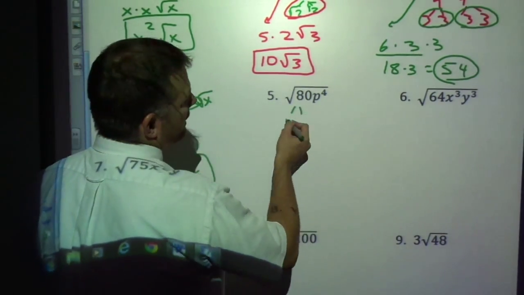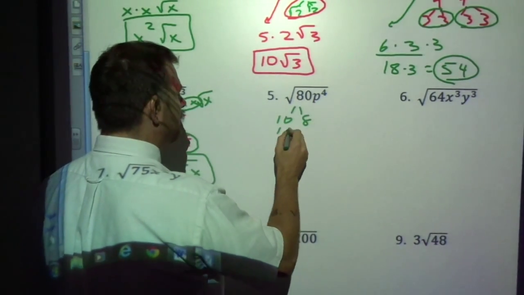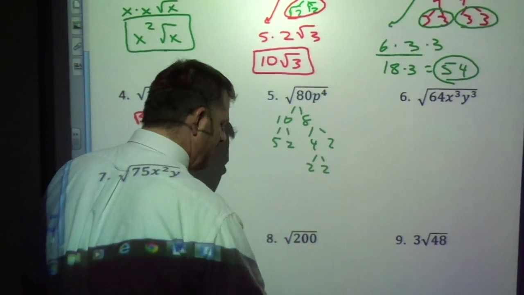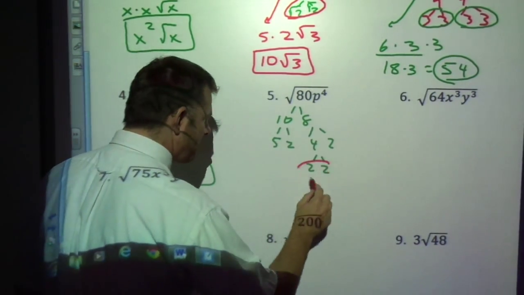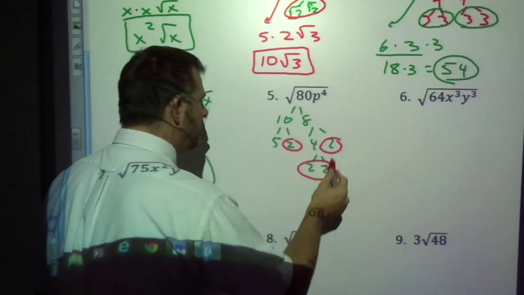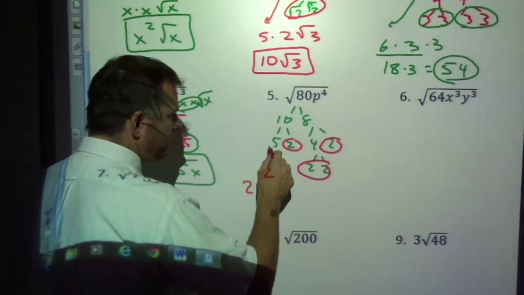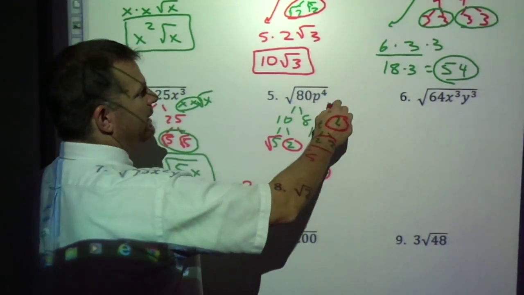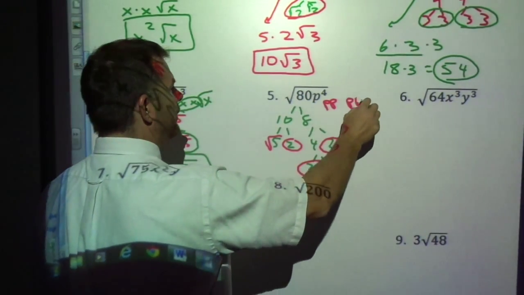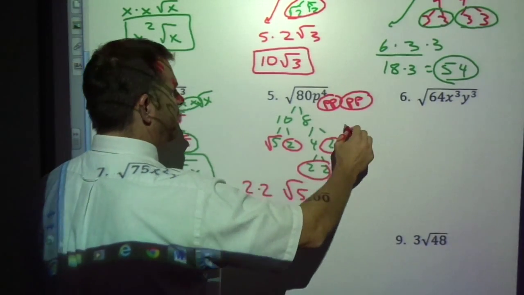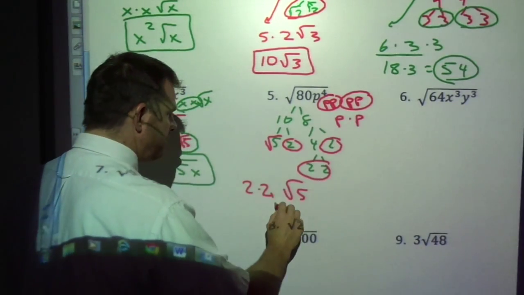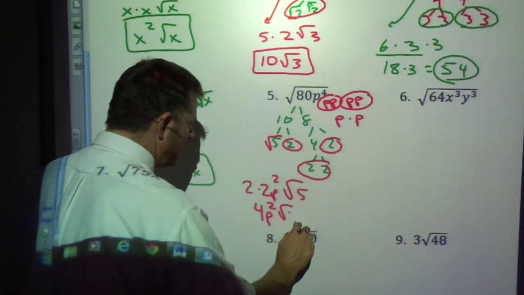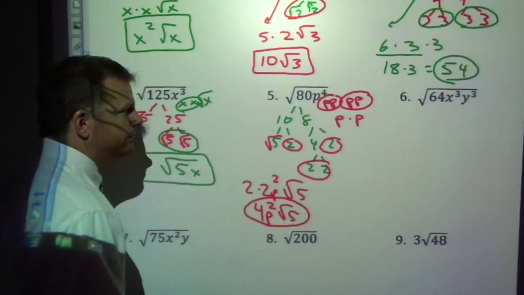80 becomes, we could go 10 and 8, 5 and 2, 4 and 2, 2 and 2. We have a pair of squares here. We have a pair of squares here. So we've got 2 times 2. This guy's left over. Radical 5. Now the p's. We have 4. That makes 1. That makes another. So it's p times p, which is p squared. So my answer is 4p squared radical 5.